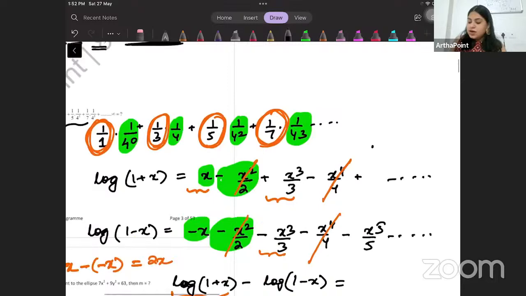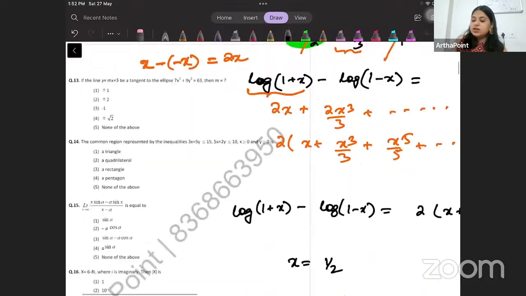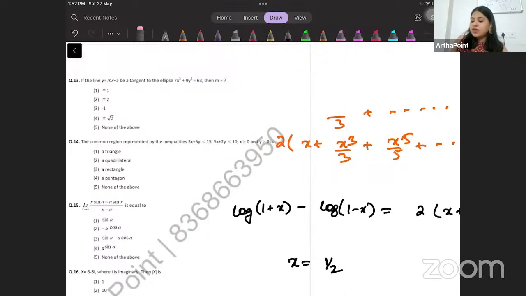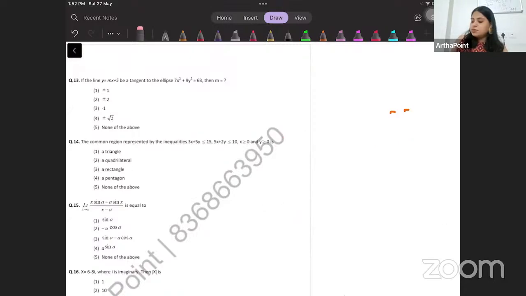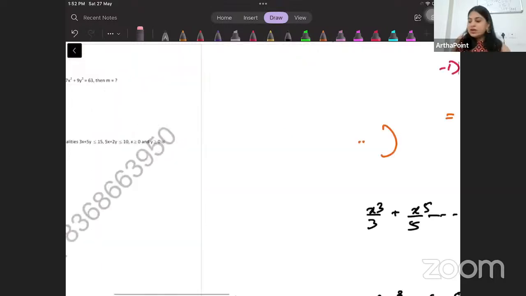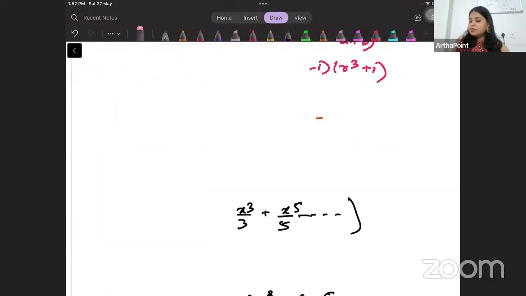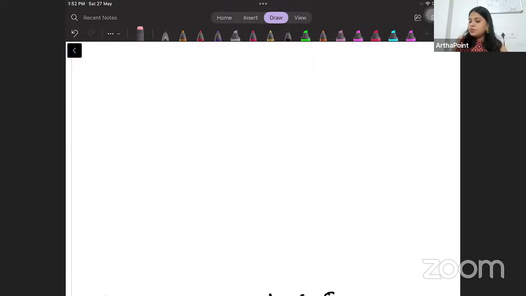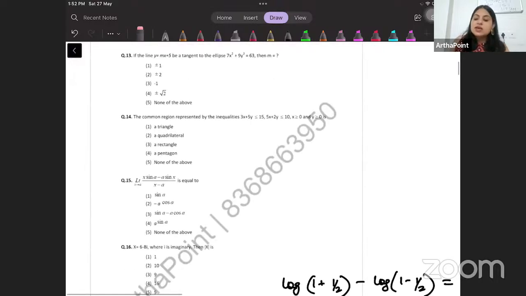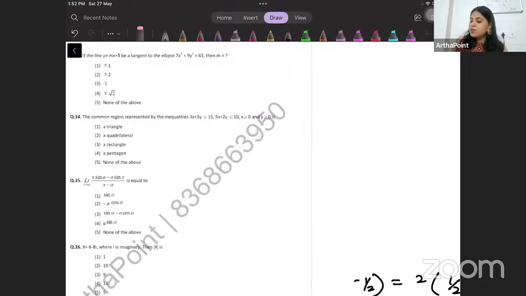Okay. Now come to the next question. So question number 13 is what I'm going to take now. If the line y is equal to mx plus 5 be tangent to the ellipse 7x square plus 9y square is equal to 63, then m is. Okay, very simple, fairly simple question.